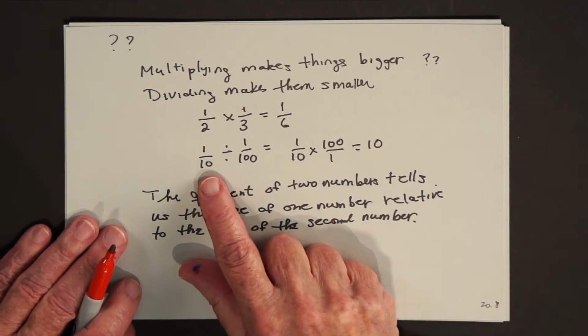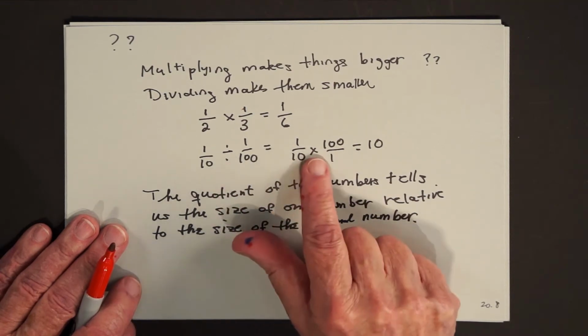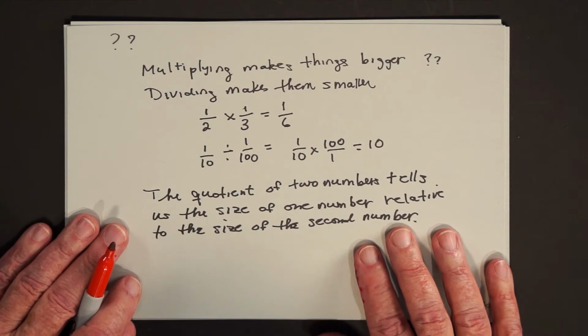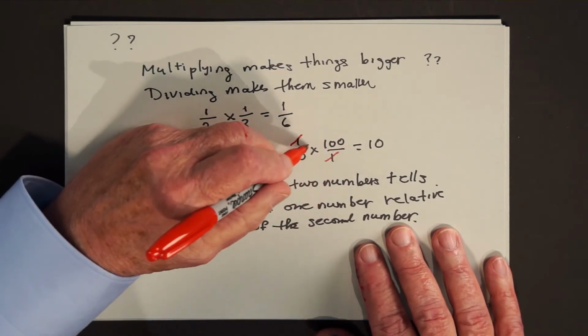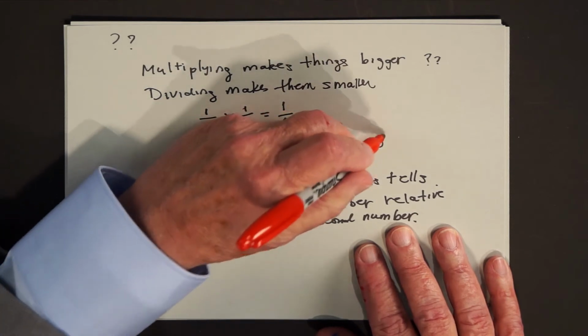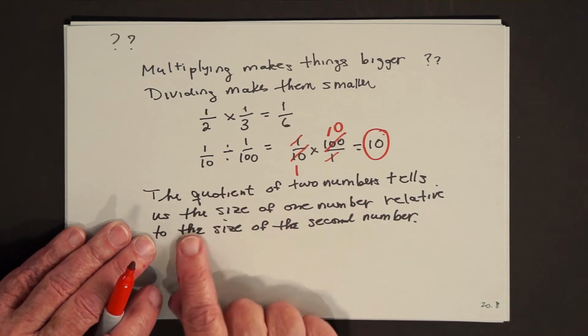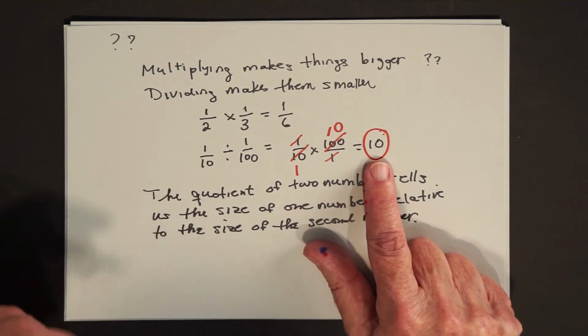Let me use the mechanical rule. I leave the 1/10 alone, change the division to a times sign, and invert the second number, and I have 1 over 10 times 100 over 1, and if I cancel everything out, the answer is 10. How can I divide two such small numbers and get an answer that's way out of proportion to these numbers?